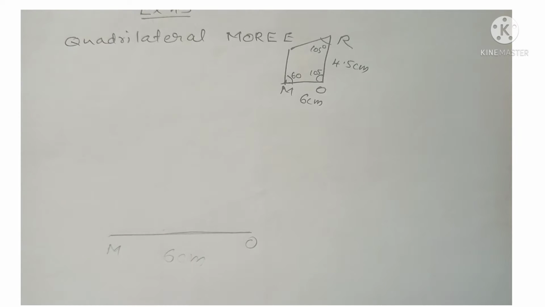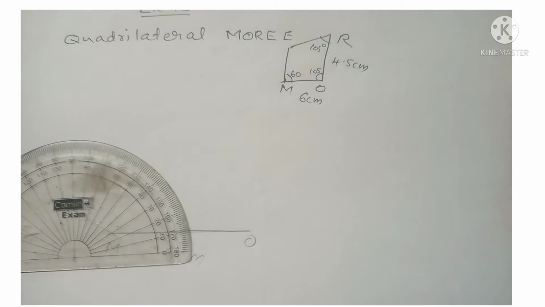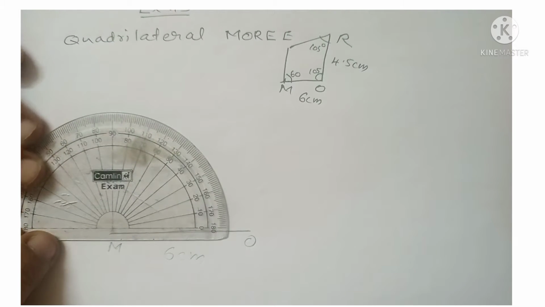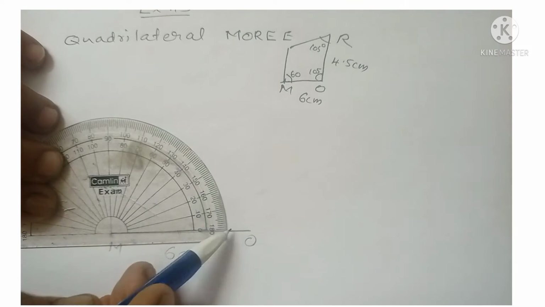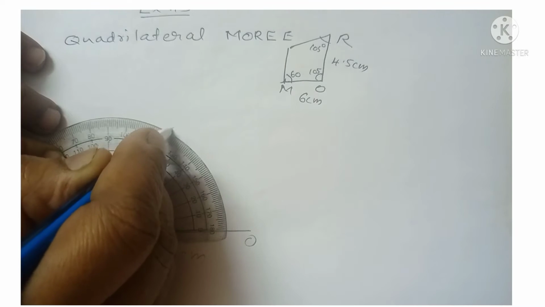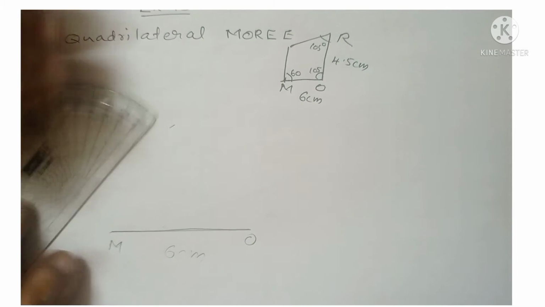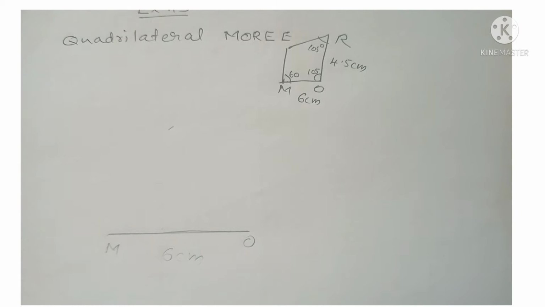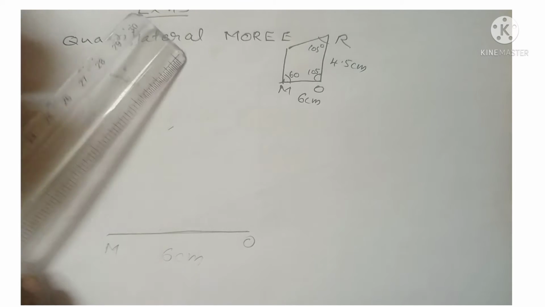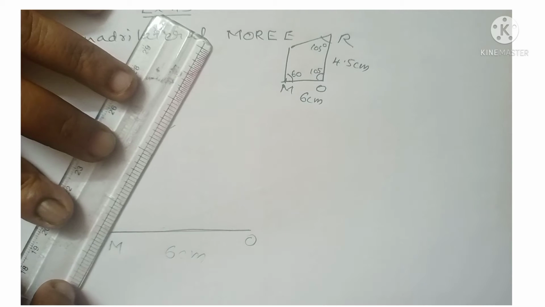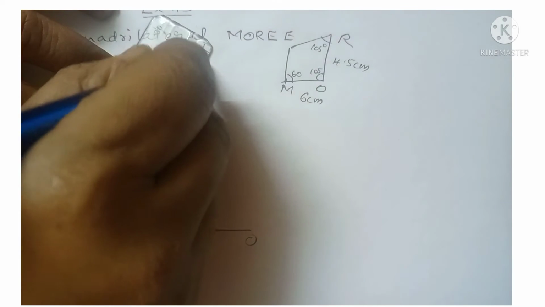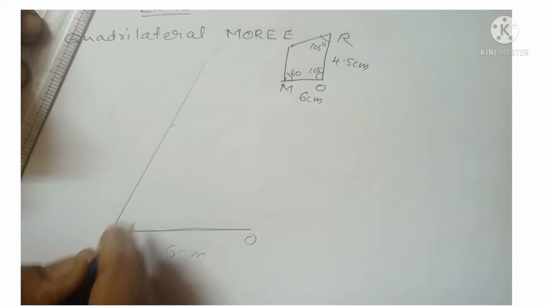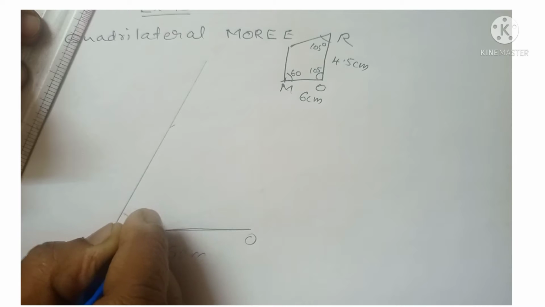Then take the protractor. Since angle M is 60 degrees, place the protractor at the point M and measure 60 degrees. Here 60 degrees from this side and here it is 60. Then draw a line through that point that measures 60 degrees. Here it is 60 degrees. We want to mark it 60 degrees.